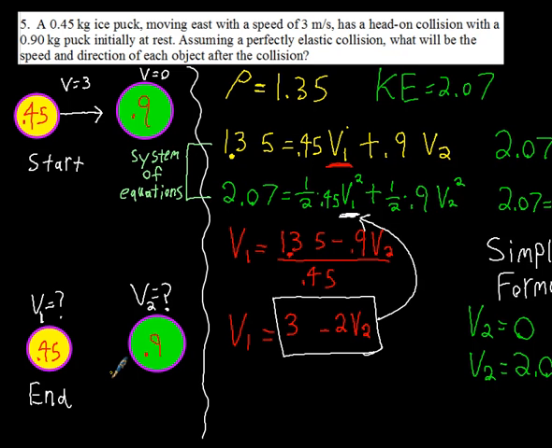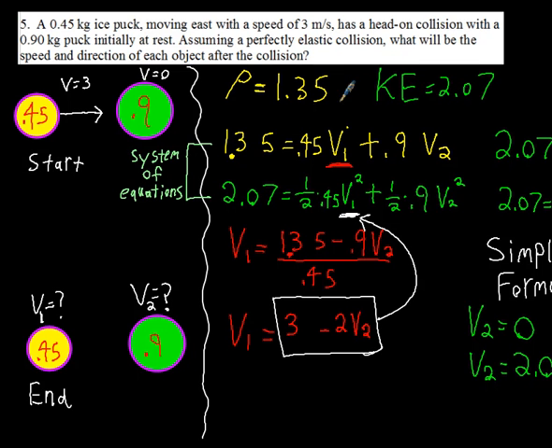So at the beginning, you got this thing going with 3 and that one chilling. And then at the end, we really honestly have no clue what the velocity of either one is. And since we have two things that we don't know, we're going to need two equations in order to solve it. So for the momentum at the beginning, I add up all the mv's and get 1.35. And for the KE at the beginning, I add up all the 1/2 mv squareds and I get 2.07. So that's how much momentum and energy we have to work with.